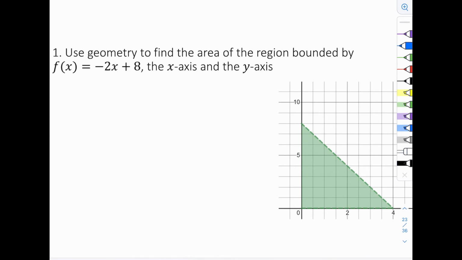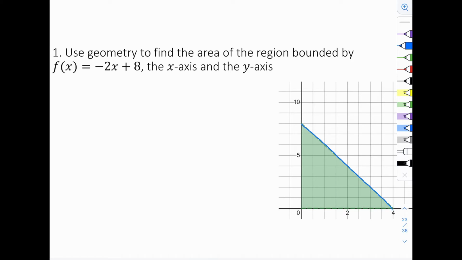Let's say we have a function negative 2x plus 8, which is where this diagonal line here comes from, and we want to find the area between that line and the x and y axis. So we're trying to find the area that's shaded in green.